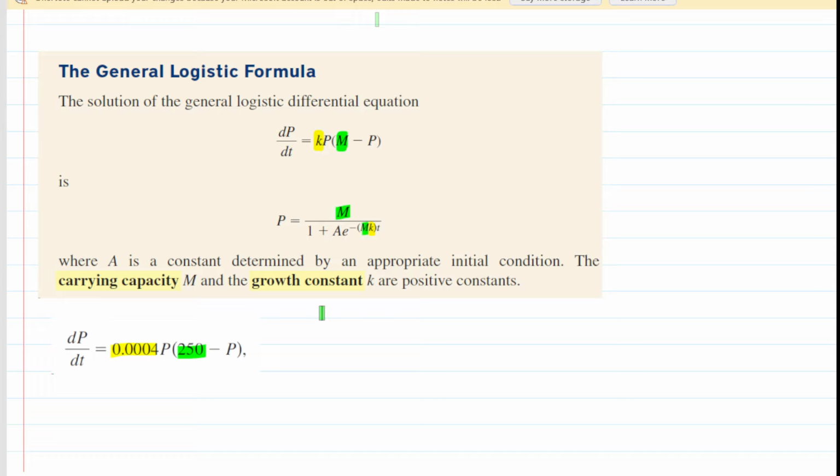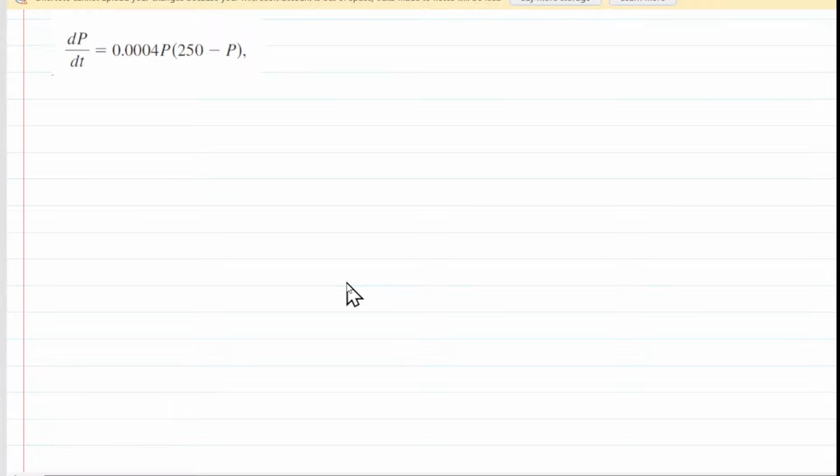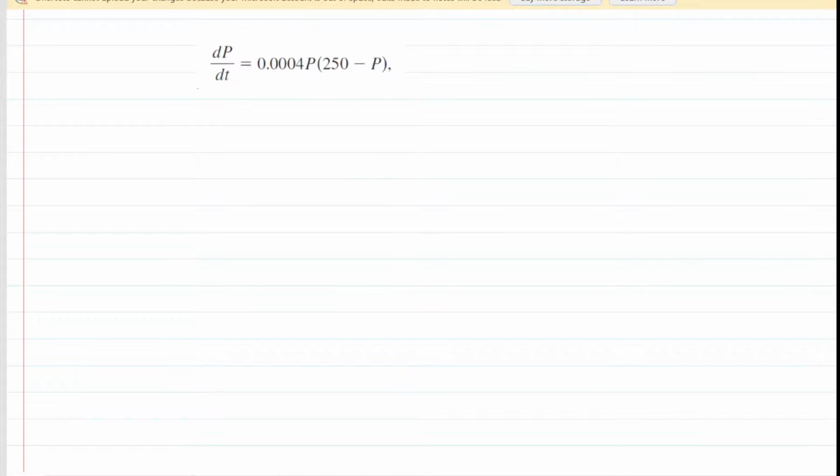Now, admittedly, that works, but it doesn't necessarily teach us a lot about calculus. So in this video, we're going to actually take the given differential equation and we're going to solve it the old-fashioned way, using calculus, not by memorizing the equation for p given in the textbook. So that's our goal right now, is to solve this differential equation for p. And to do that, we're going to employ the technique of separation of variables.